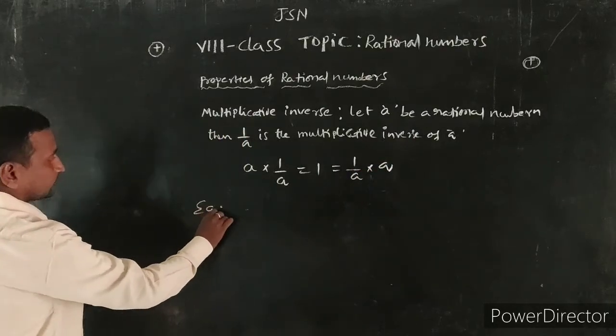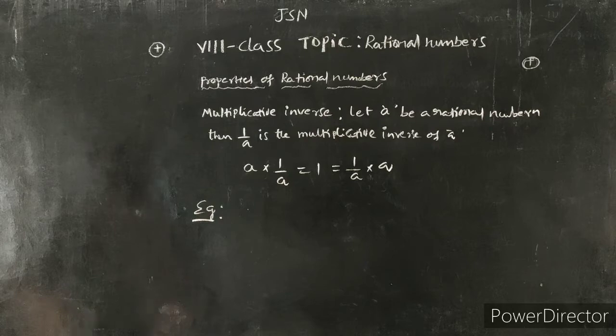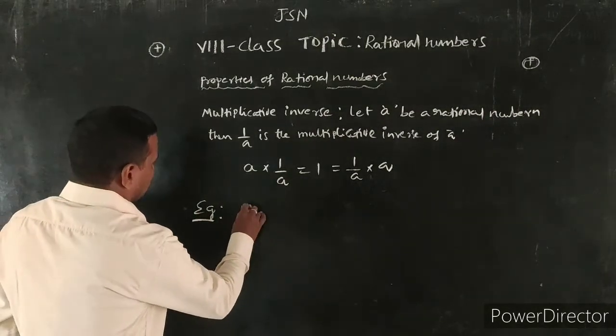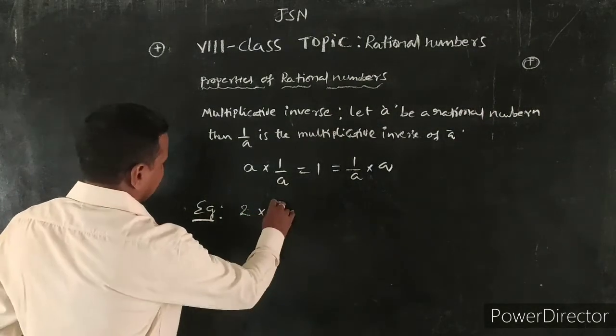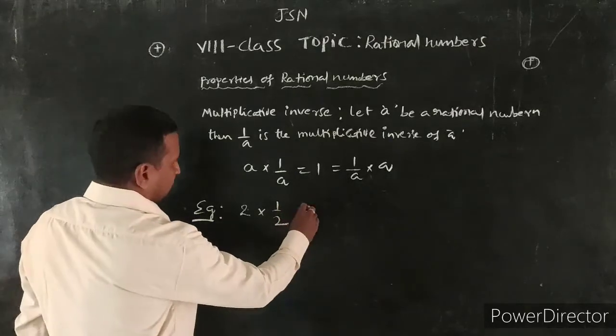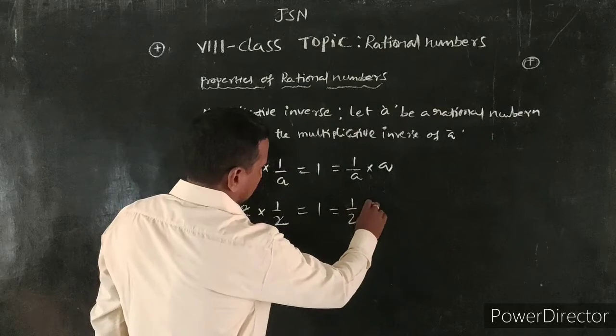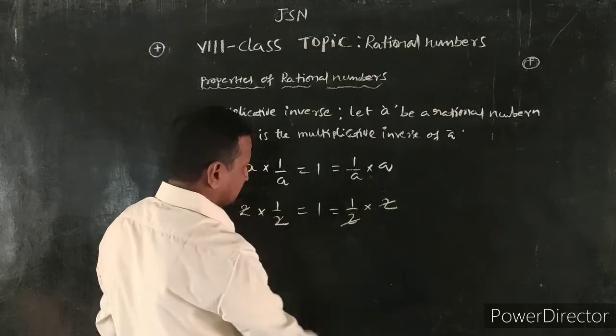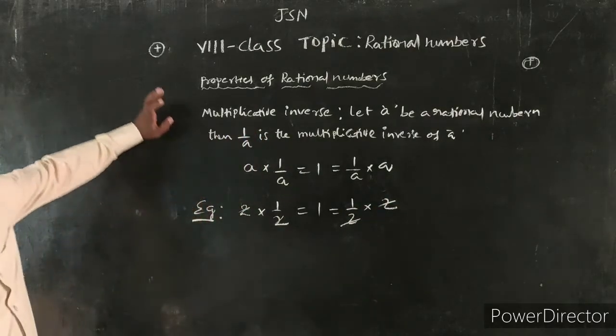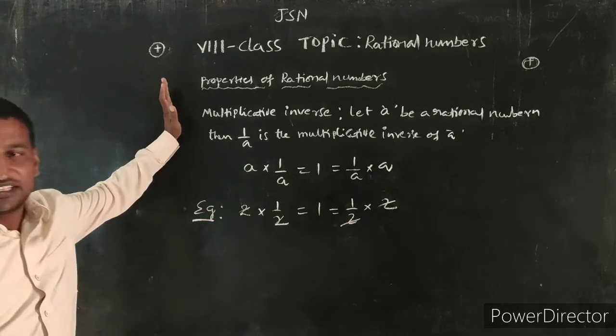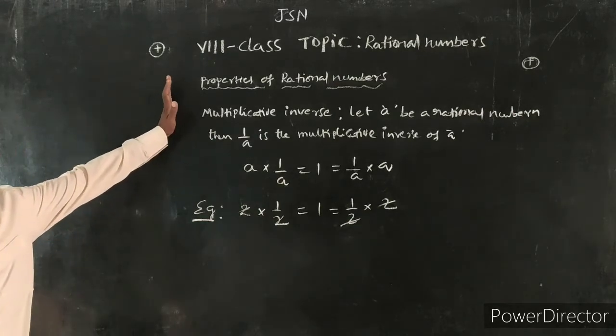Example: 1 by 2 is the multiplicative inverse of 2. Multiply 2 into 1 by 2 equals 1, because the 2s cancel. It can be written as 1 by 2 into 2; the 2s cancel. So here 1 is the multiplicative inverse of a rational number.